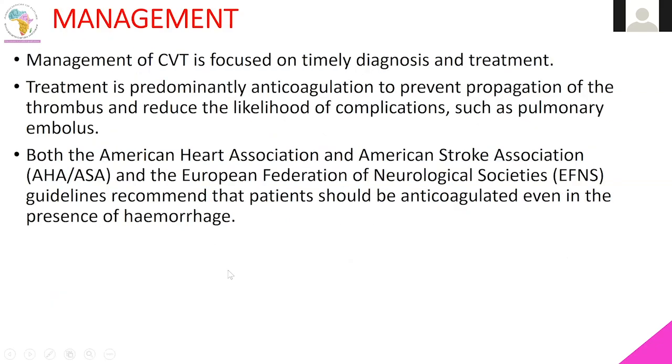So as management, let us now have a word about the management of CVT. This management is focused on timely diagnosis and treatment. Treatment is predominantly anticoagulation to prevent propagation of the thrombus and reduce the likelihood of complications such as pulmonary embolism. Both the American Heart Association and American Stroke Association and European Federation of Neurological Societies guidelines recommend that patients should be anticoagulated even in the presence of hemorrhage.